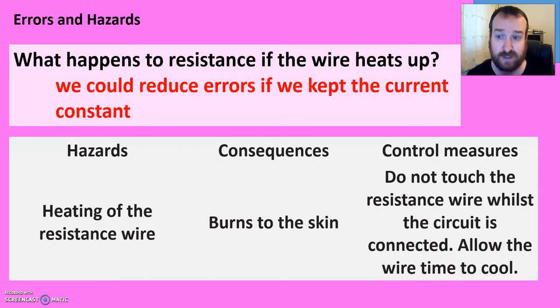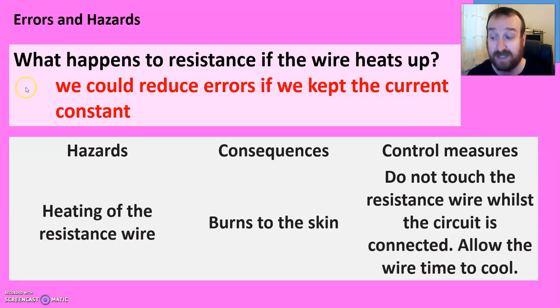So to improve this experiment, to improve our method, we could change it so we maintain a constant current. We can alter the applied potential difference. We can change that potential difference to keep the current constant. And that will mean that the wire temperature should be constant, okay, especially if you have a low current. And that will reduce that big error.